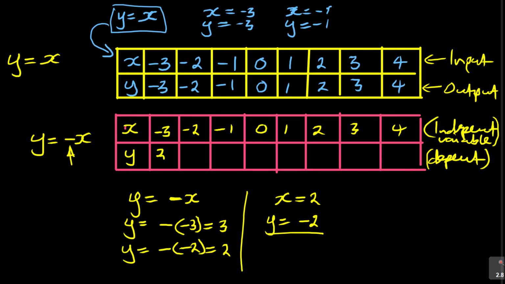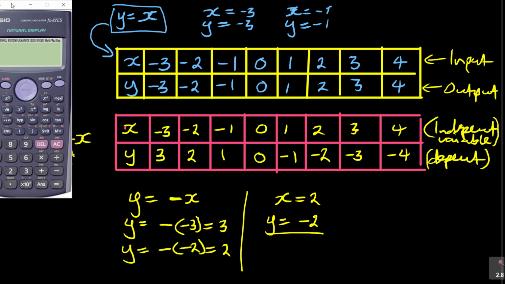So here we have a positive 3, and then here we have a positive 2. Same thing with 1. Minus -1 is positive 1. 0 is simple. When you put a 0 there, minus 0, 0 doesn't have a sign, so you just put a 0. When it was 2, you got a negative 2, meaning with 1, you'll get a negative 1. 3, you'll get a negative 3. 4, you'll get a negative 4. Are you with me?